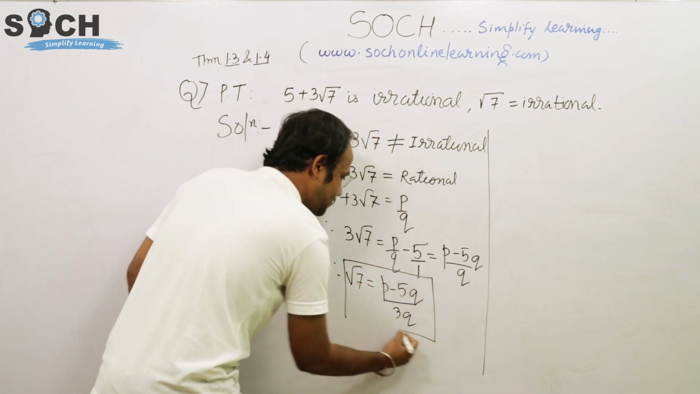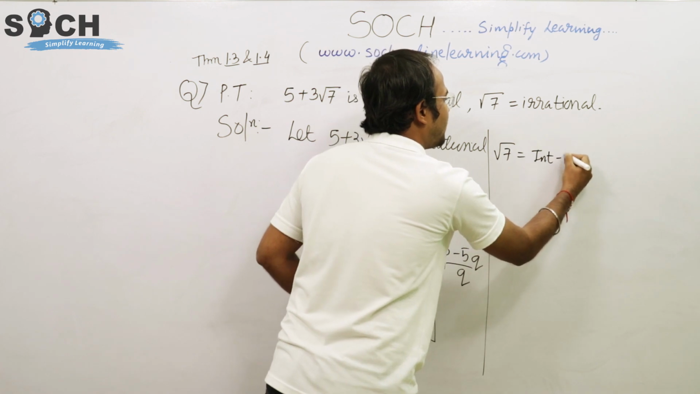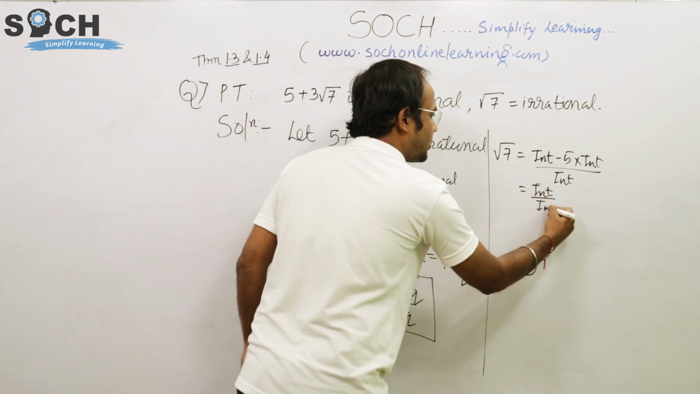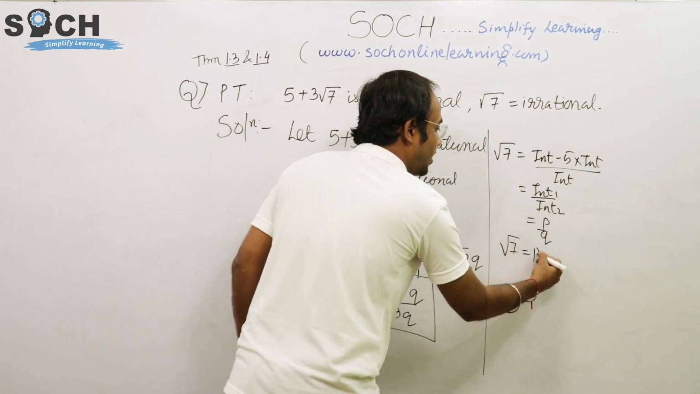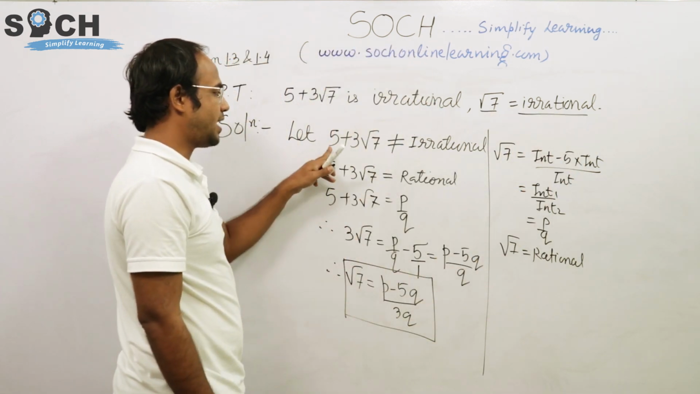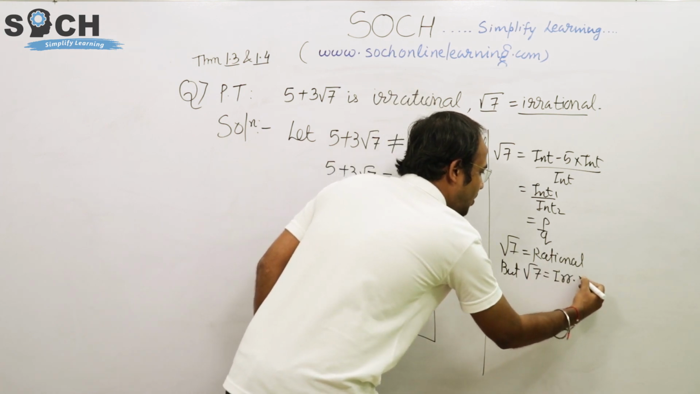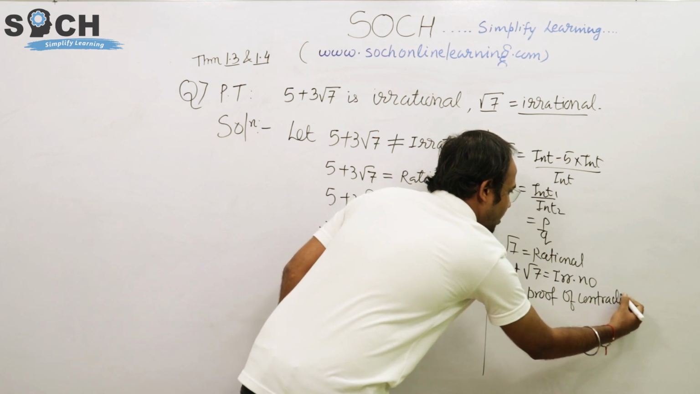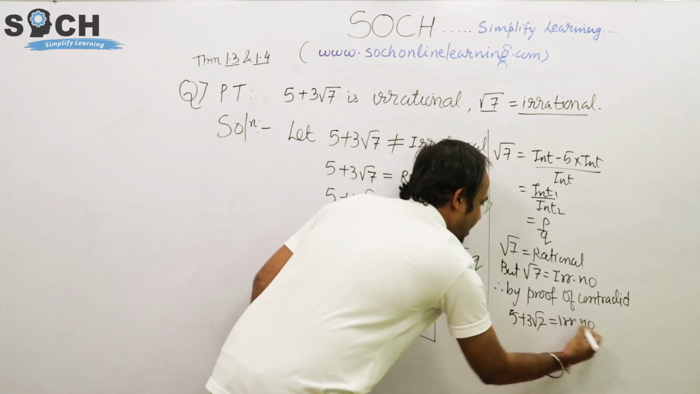Now there is a big thing that I am asking. What is this P? Integer. So what we see, this is integer minus 5 times integer whole upon integer. So this will be nothing but some integer upon another integer, integer 1 upon integer 2. So this will again be of the form what? P by Q. So root 7 came out to be what? Rational number. Whereas the given root 7 was an irrational number, which contradicts our assumption. So by proof of contradiction, we conclude that 5 plus 3 root 7 is nothing but an irrational number, hence the proof.